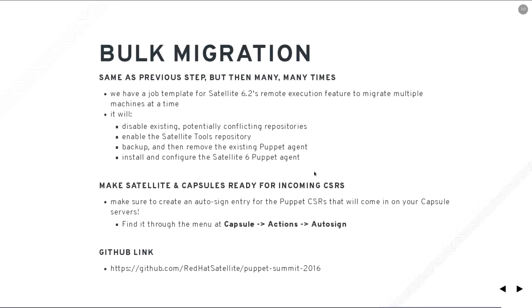So it goes through the steps. We're going to disable existing repos. We're going to remove the existing RPMs. We need the Satellite tools, because as everyone knows, from 6.1 onwards, that's where we get our Puppet agent from now. And then we're going to install the Red Hat provided Puppet agents. And then when we're doing a bulk migration, make sure that you go through and set your capsule certificates to auto-sign.